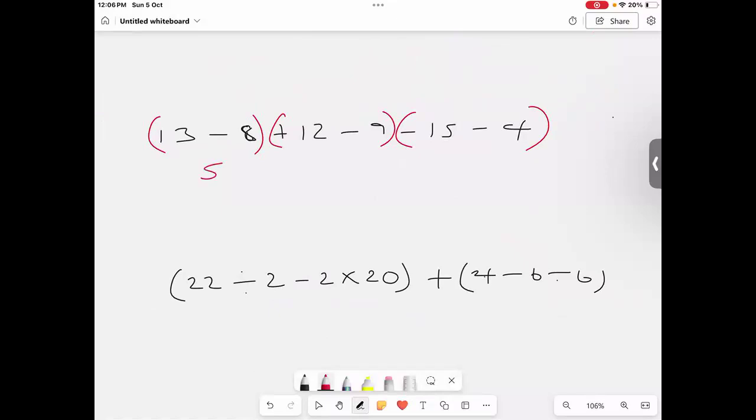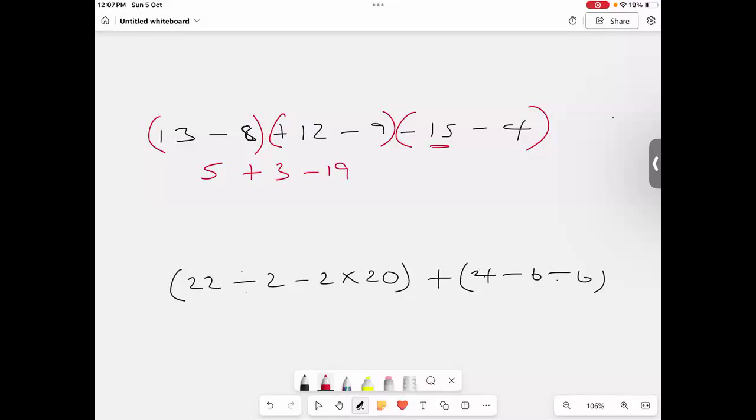Let me make sure that the signs are correct and the numbers are correct, guys. I'm looking at the template here. All right, we're good. 13 minus 8 is 5. 12 minus 9 is positive 3. And then you owe 15 and you owe 4. That's going to be negative 19. How is that negative 19, sir? Isn't 15 minus 4 11?